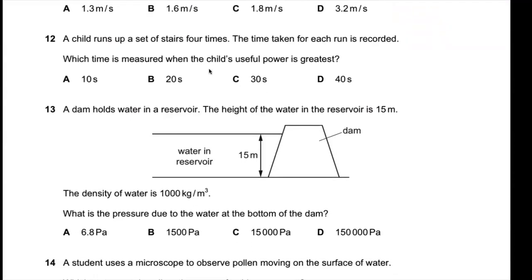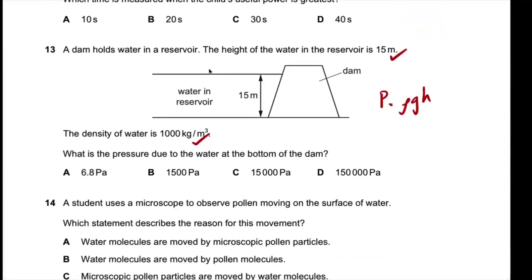Question number 13, again, not very difficult. We just need to use P equals rho g h, all of which is given. This is rho, this is h, and g is 9.8, right? So that's how you do 13.